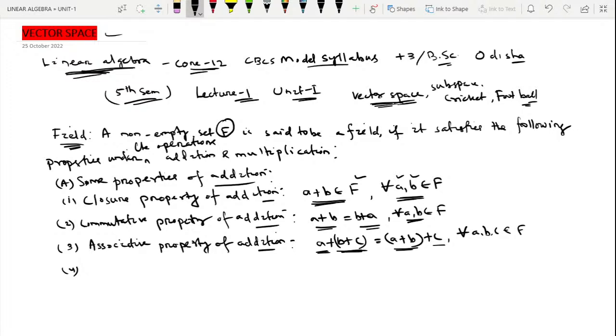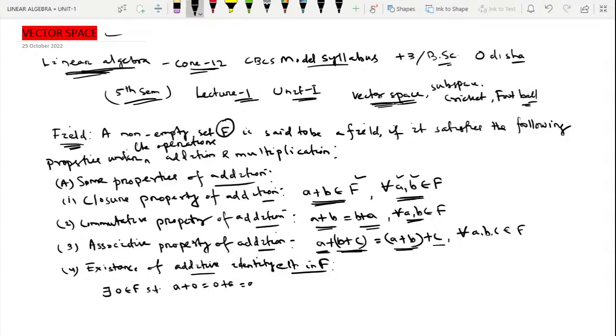Then fourth, after the associative property, the next property is the existence of the additive identity element in F. We know the additive identity element is 0, and the property says 0 must lie in F. So there exists 0 belongs to F such that A plus 0 equal to 0 plus A equal to A for all A belongs to F. Whatever the element A is, if we add A plus 0, or 0 plus A, it will be A, and the identity element 0 must lie in F.